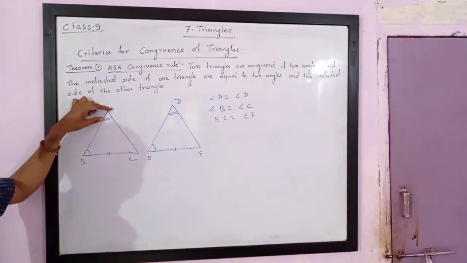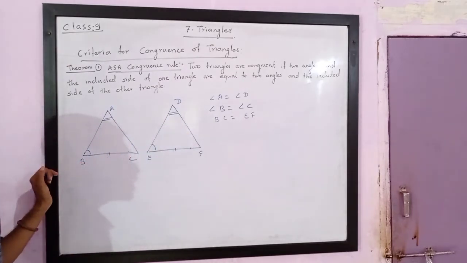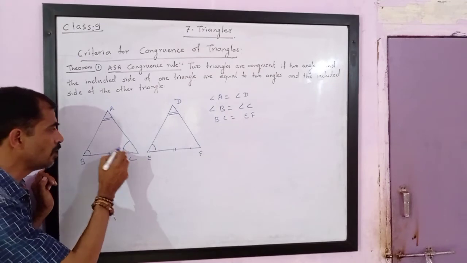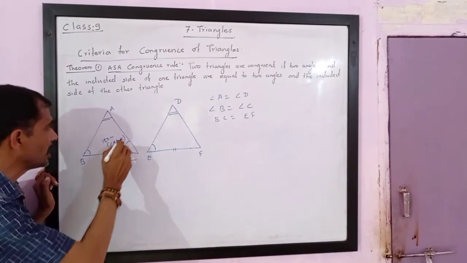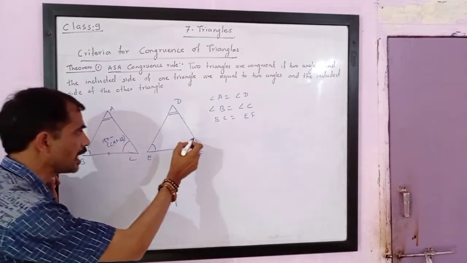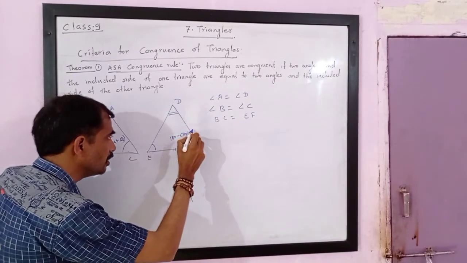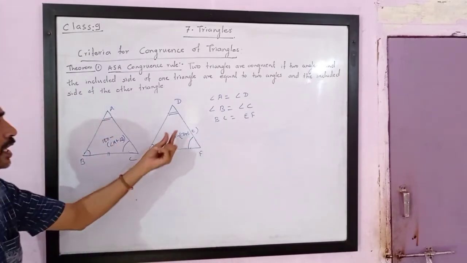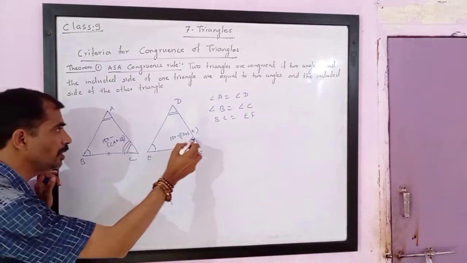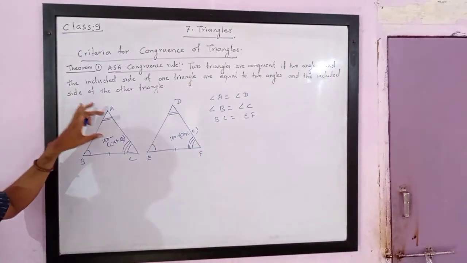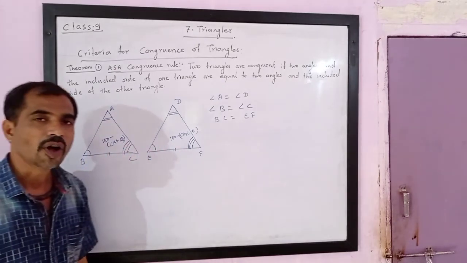Now please note, if two angles of one triangle are congruent to two angles of the other triangle, then we know that the sum of interior angles of a triangle is 180 degrees. So this angle C will be 180 minus (angle A plus angle B), and this angle F will also be 180 minus (angle D plus angle E). Please note, D plus E is equal to A plus B. It means this third angle automatically becomes congruent. So here, even if you are not given the included side, still the two triangles are congruent to each other.